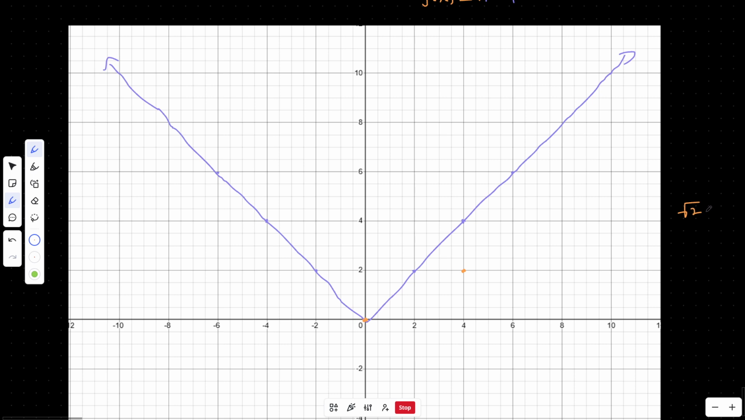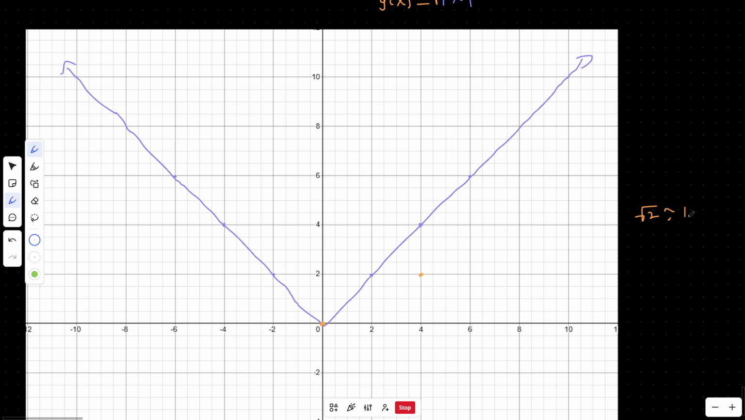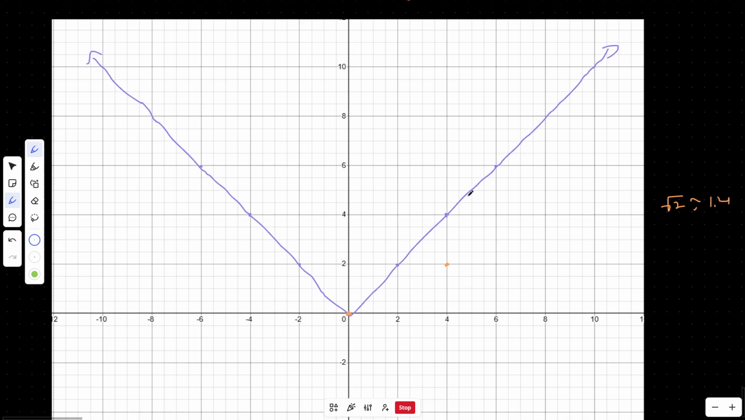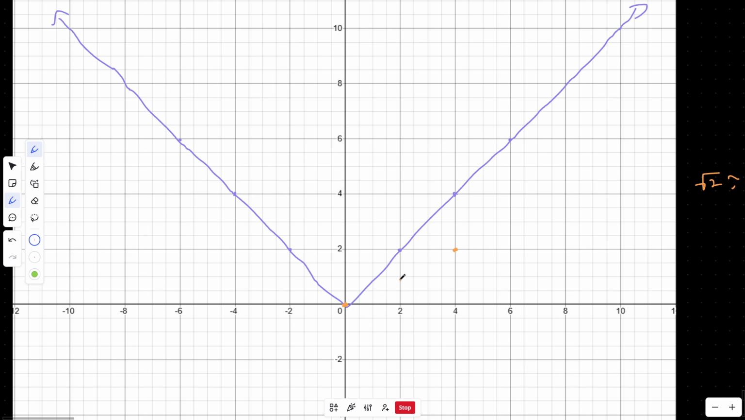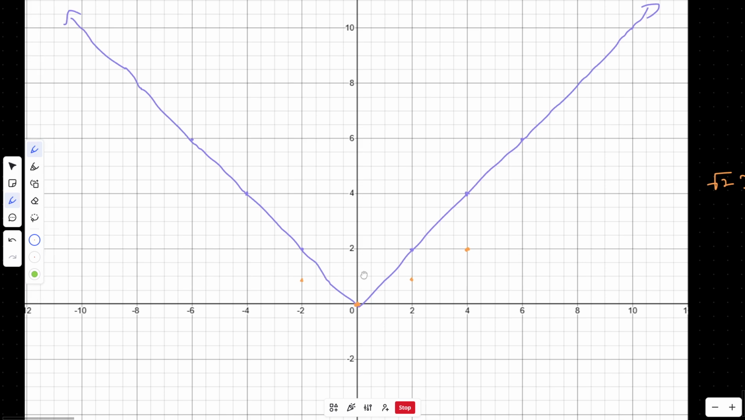What's the square root of 2? Let me actually look that up. Square root of 2. I believe it's like 1.4 something. Yeah, so it's going to be around 1.4. So roughly equal to 1.4. So you can draw that in right there. And same thing on this side, 1.4. And there we go. Draw that in a bit bolder.